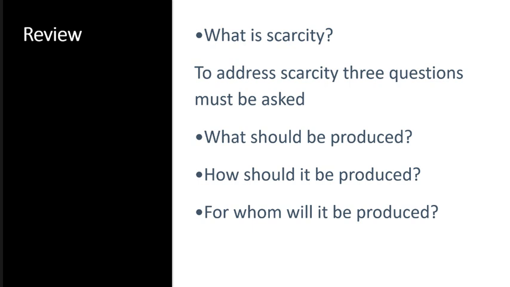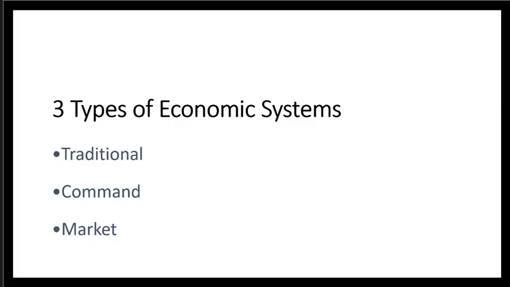So how am I going to actually satisfy the unlimited wants and needs of my people in terms of what should be produced, how should it be produced, and for whom will it be produced? Each of the 3 economic systems that we're going to talk about over the course of this series has different answers that they come up with to provide solutions for those questions. So the 3 types of economic systems are traditional, command, and market. Those are the 3 we focused on.